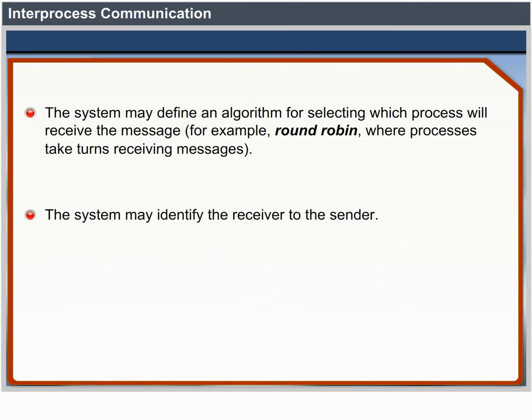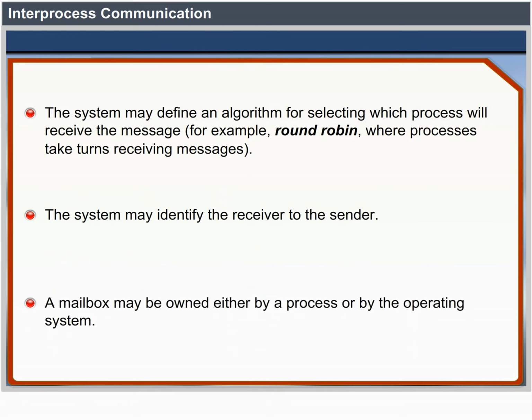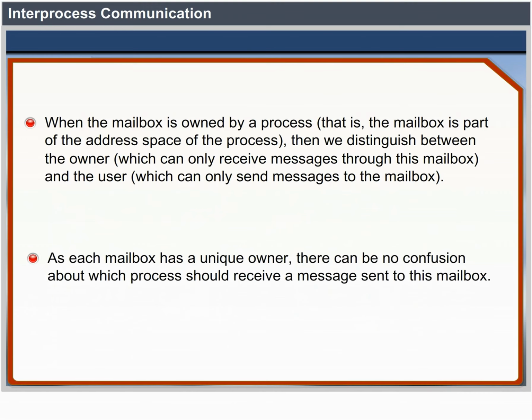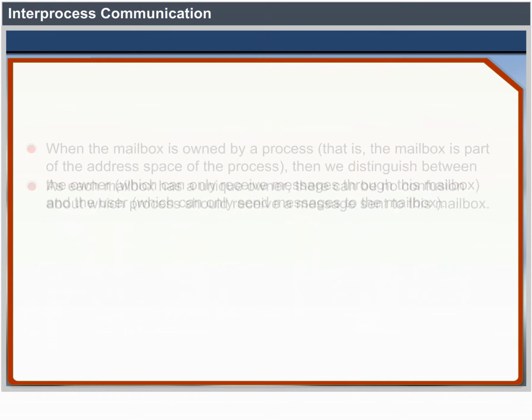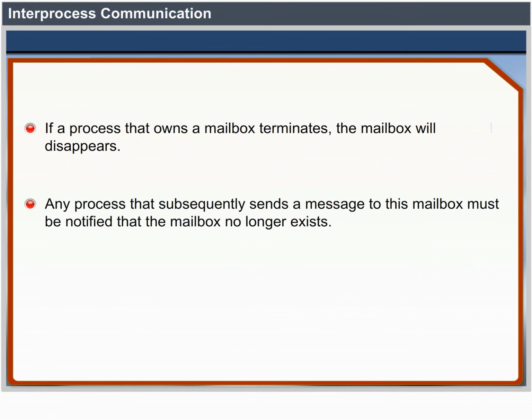A mailbox may be owned either by a process or by the operating system. If the mailbox is owned by a process, that is, the mailbox is part of the address space of the process, then we distinguish between the owner, which can only receive messages through this mailbox, and the user, which can only send messages to the mailbox. Since each mailbox has a unique owner, there can be no confusion about which process should receive a message sent to this mailbox. When a process that owns a mailbox terminates, the mailbox disappears. Any process that subsequently sends a message to this mailbox must be notified that the mailbox no longer exists.